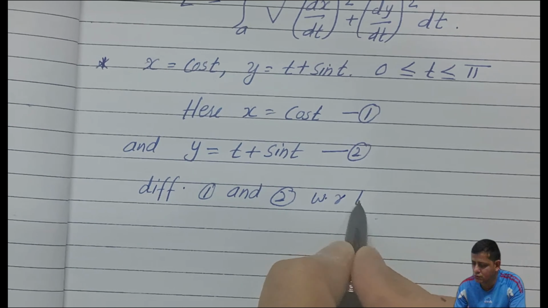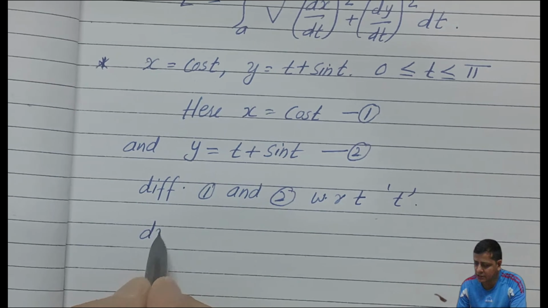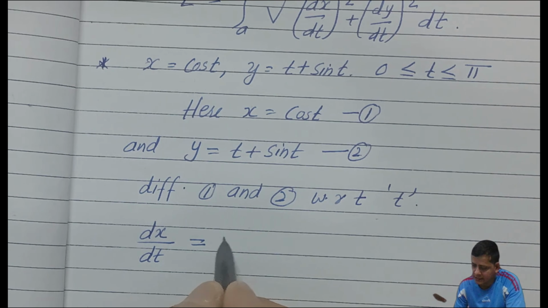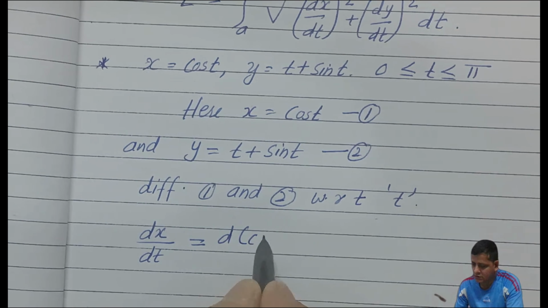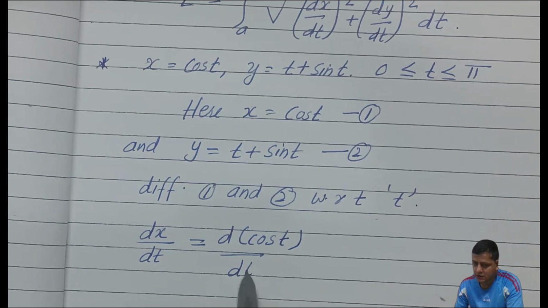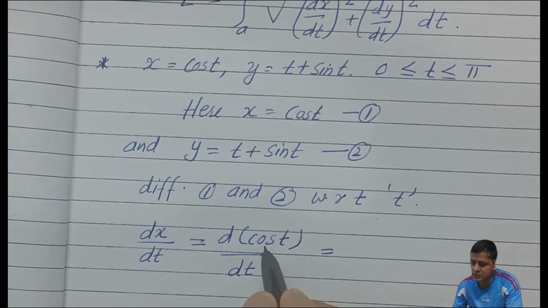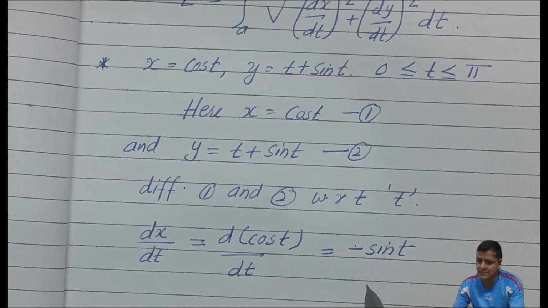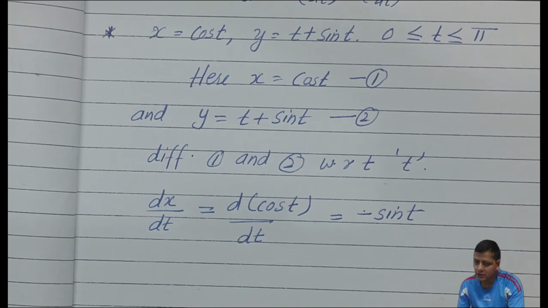So we differentiate with respect to t. So dx by dt is equal to d cos t by dt. We know the differentiation of cos t is minus sin t. So that's what we know here. Okay, so we got the value.